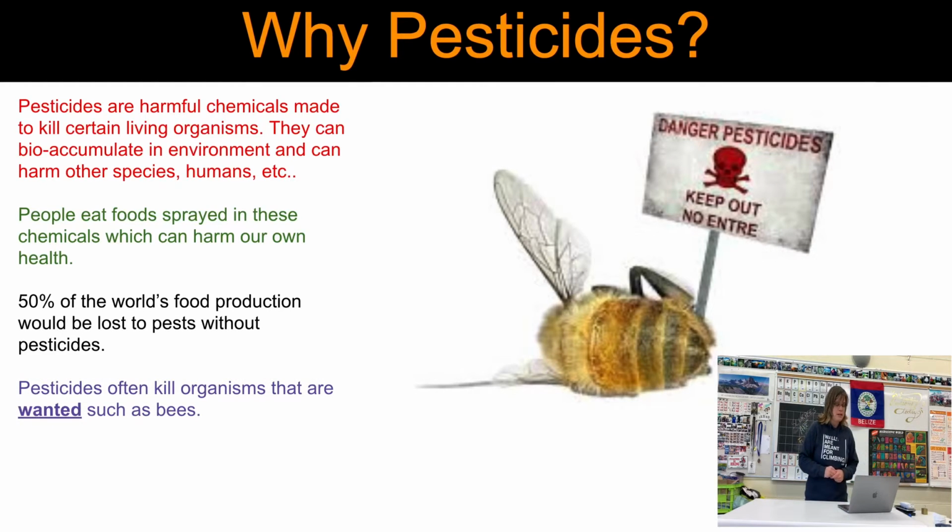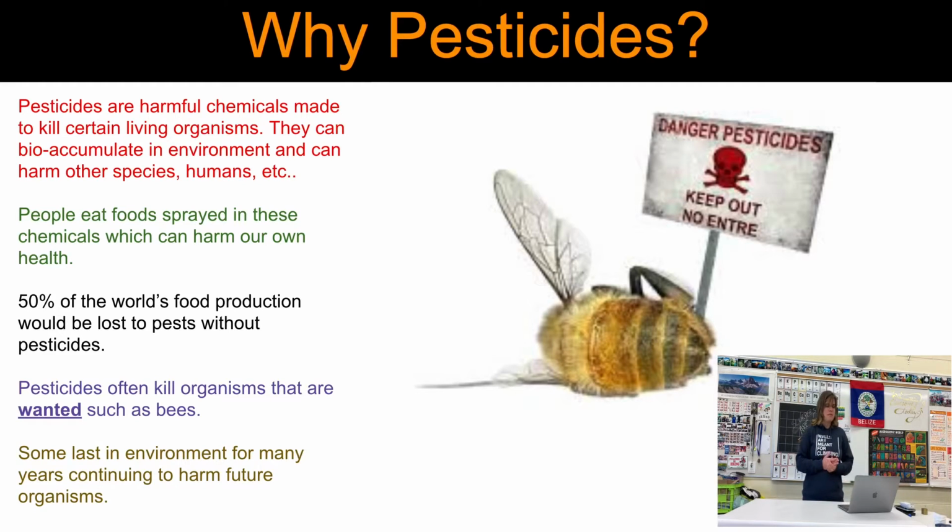Pesticides often kill organisms that are wanted, such as bees. So actually what's happening, and sometimes what they find, is they'll put things like Roundup or different stuff into their spray, the wheat fields, and they'll spray the wheat fields, and the bumblebees will come, and sometimes we accidentally create a pesticide that when the bees land and try to pollinate, they actually get that pesticide inside of them, and they have found that entire bee colonies haven't made it back to their hive because they've all died because of pesticides. Some last in the environment for many years, and they basically harm us for a long, long time, which is what we'll look at in a second.